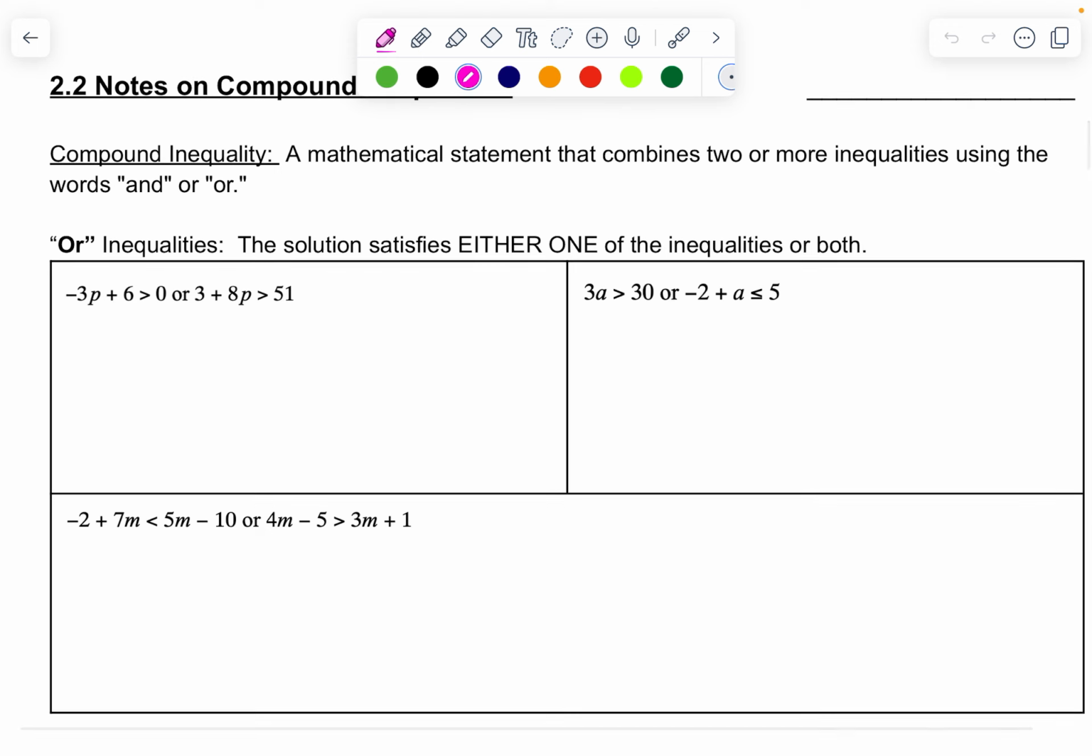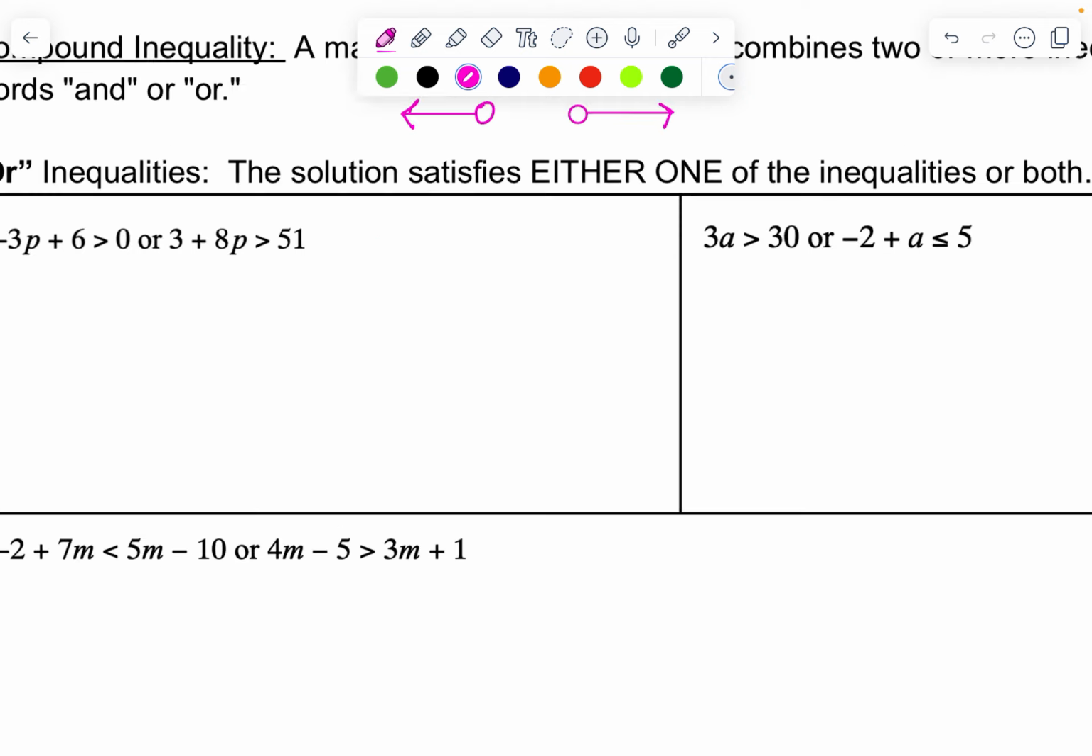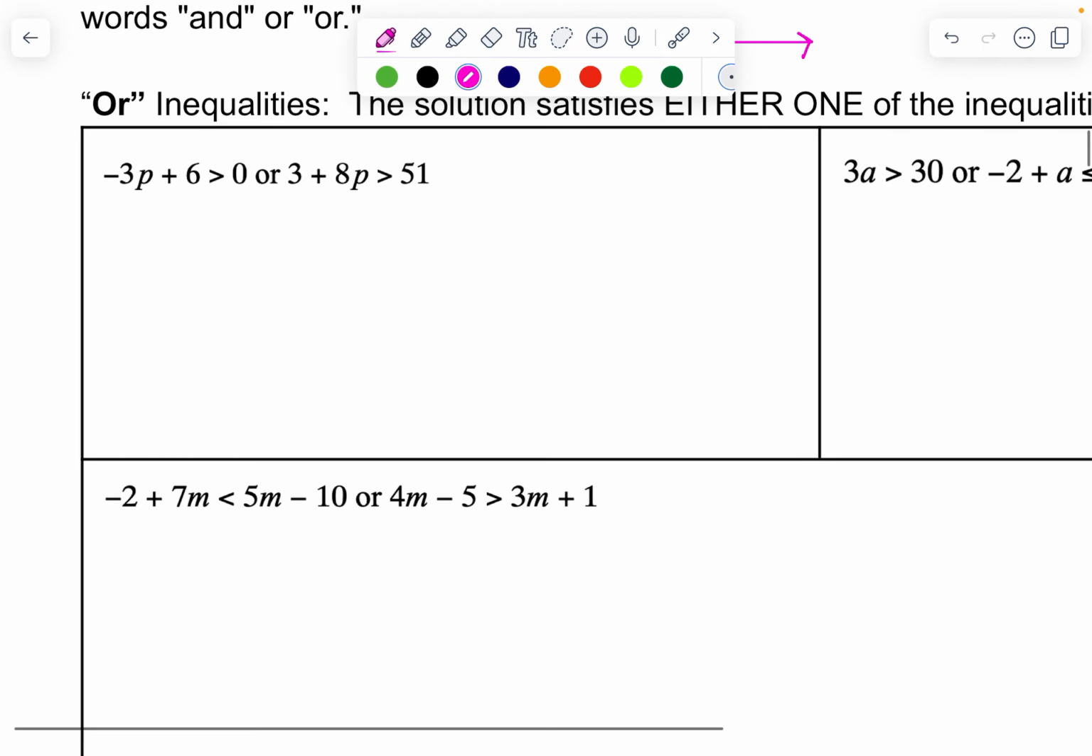If you see the word "or," your inequalities are going to end up going in opposite directions. So just like the word "or," the inequality means that it fits, or your graph shows that it's any number that fits either one of those inequalities. We're going to solve them the same, except we just have two separate ones to solve.